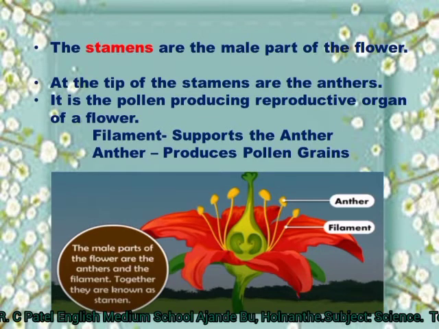The stamen are the male part of the flower. At the tip of the stamen are the anthers. It is the pollen producing reproductive organ of a flower. Filament, which supports the anther, and the anther, which produces the pollen grain. The male parts of the flower are the anthers and the filament, and together they are known as stamen.